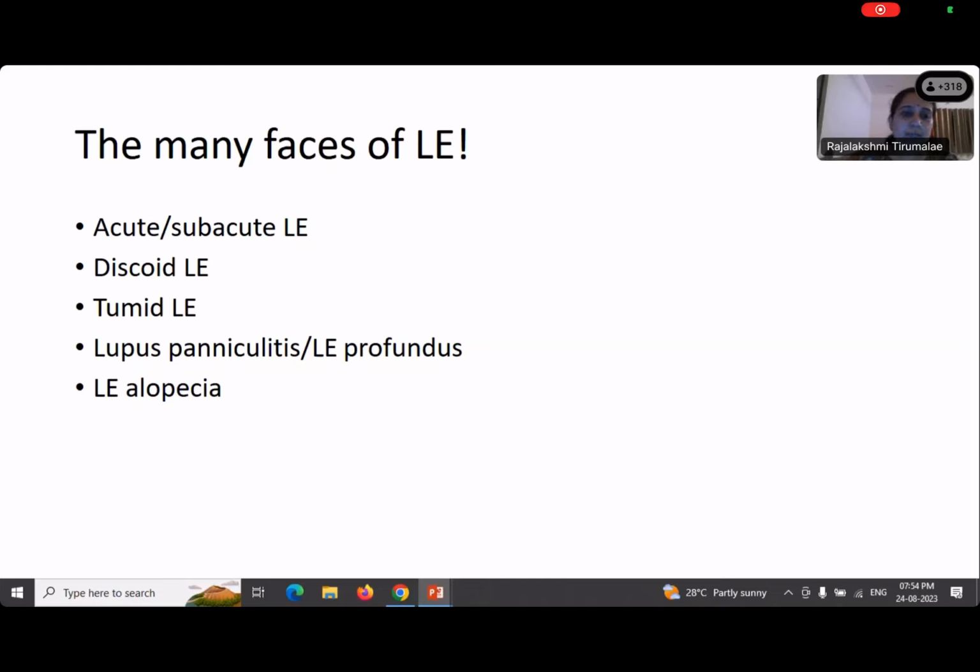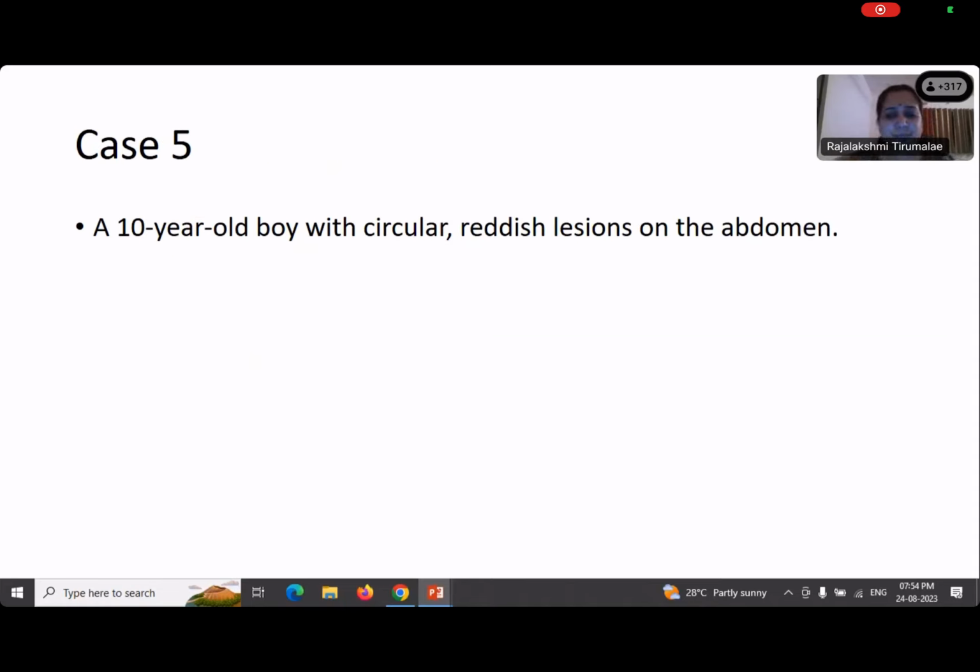So the index of suspicion has to be high, and you need the clinical inputs in order to suspect lupus erythematosus. And of course, a direct immunofluorescence, if it is done, would help you in supporting the diagnosis. I won't say it's diagnostic. It helps you to support your diagnosis. So that was a case of lupus erythematosus. Any comments on this?